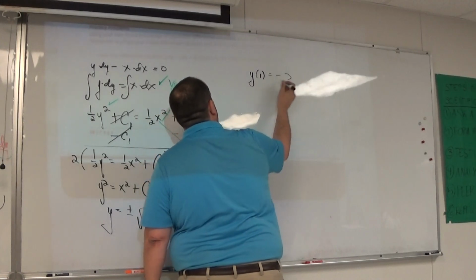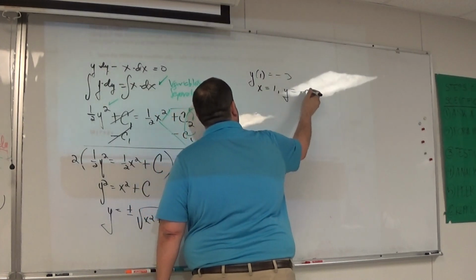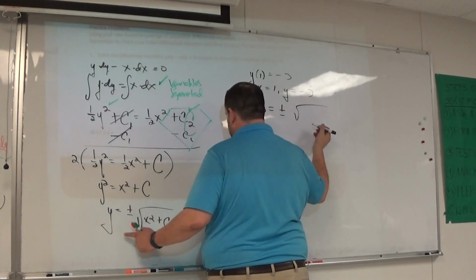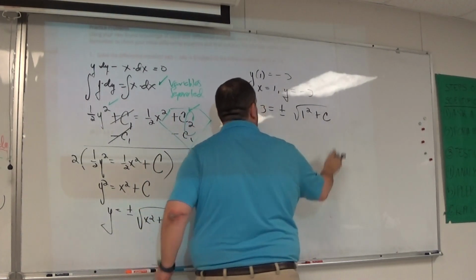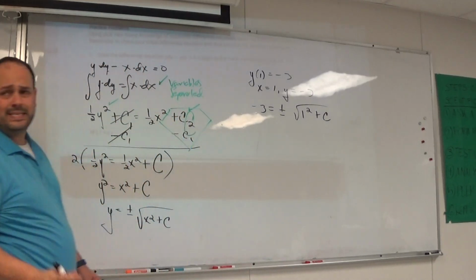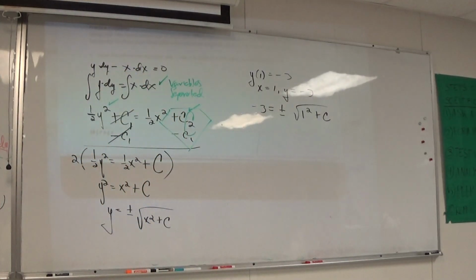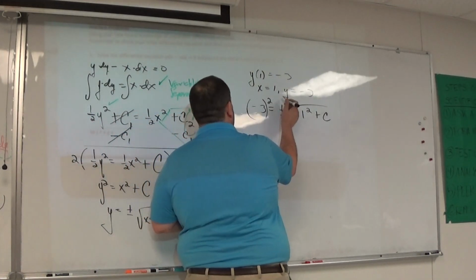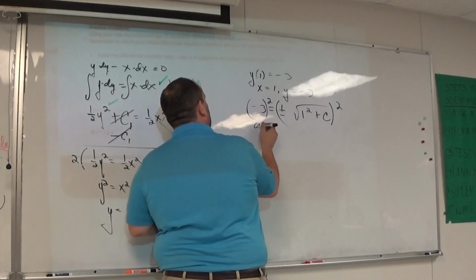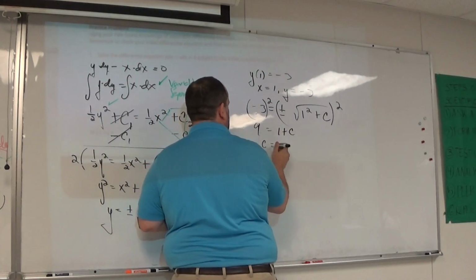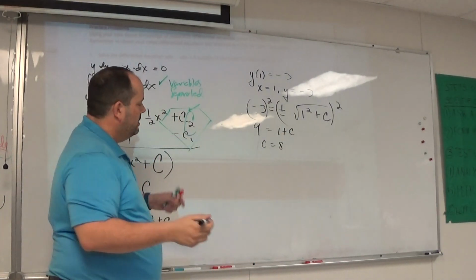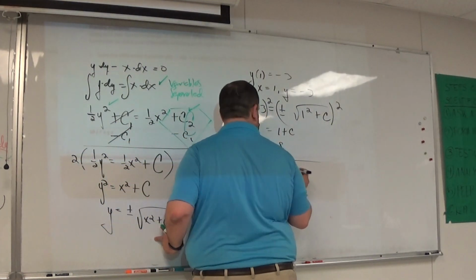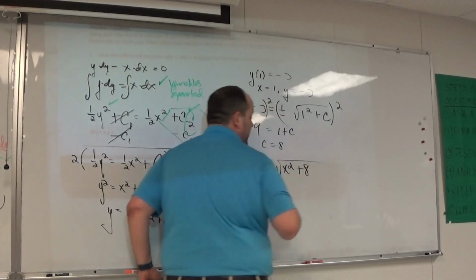y of 1 equals -3 means x equals 1, y is equal to -3. Plug it in. -3 is plus or minus the square root of 1 squared plus c. We know what c is? We get 9 equals 1 plus c, so c is 8. That's exactly what you said. So y is plus or minus the square root of x squared plus 8.